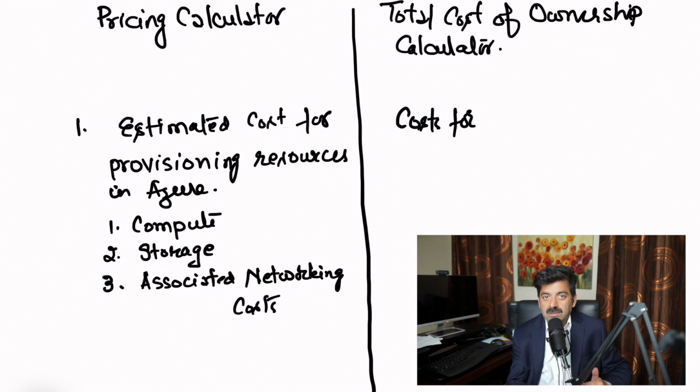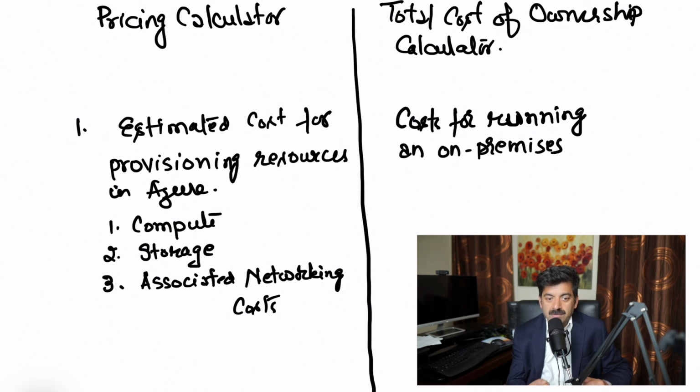So total cost of ownership calculator is cost for deploying and running applications on your premises. This is also an online calculator which shows you what is the price of your ownership after 5 years. We'll have a hands-on exercise where we'll see. We'll create some setup and we'll see how much it costs us after 5 years deploying application on premises.